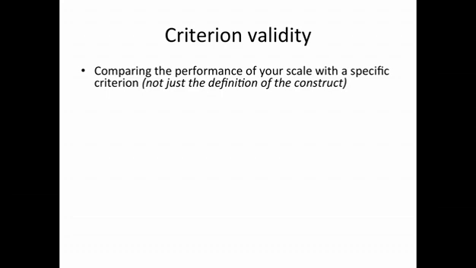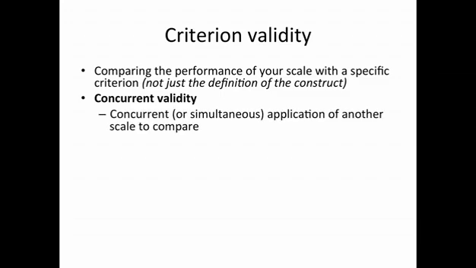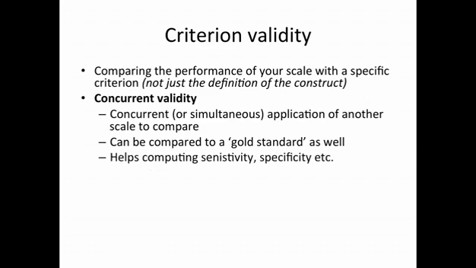Comparing the performance of your scale with a specific criteria rather than just definition of the construct is called criterion validity. If a scale is applied concurrently or simultaneously with another scale that is used as an external criteria, this is called concurrent validity. To establish this, we can make comparisons with a gold standard as well. This helps in computing sensitivity, specificity, etc. using 2 by 2 tables. This issue is dealt with in a different vodcast.